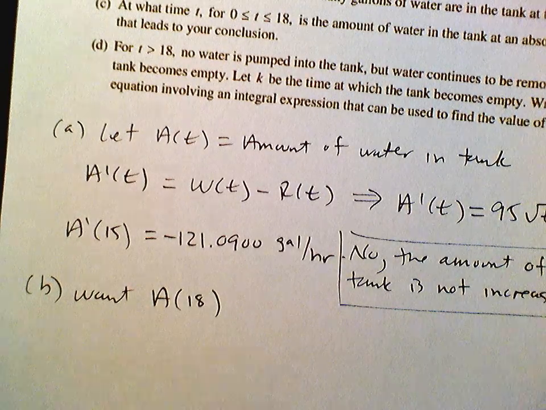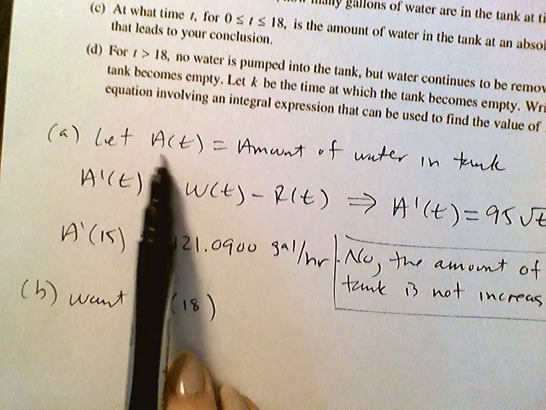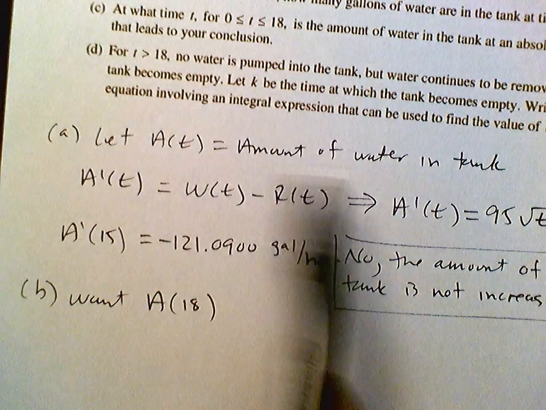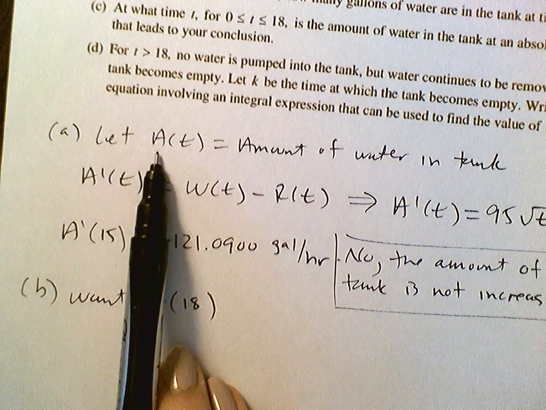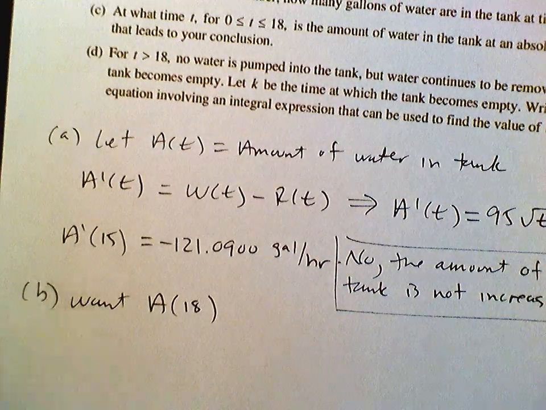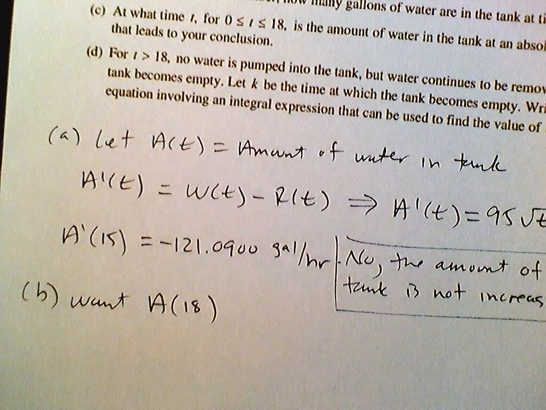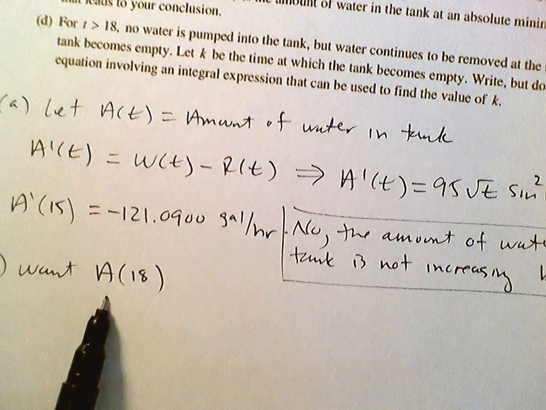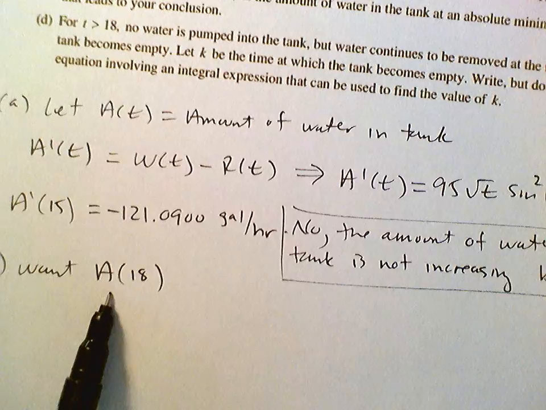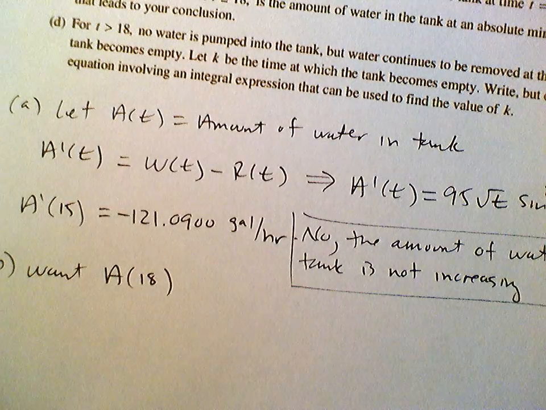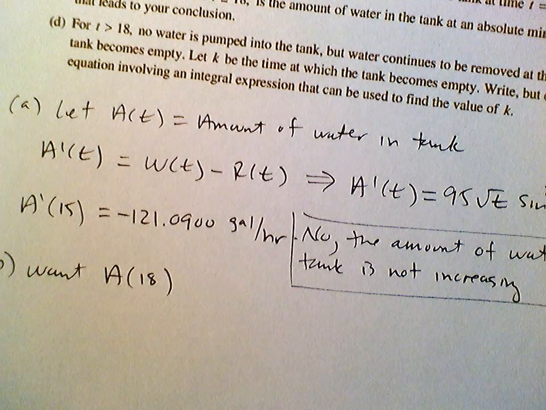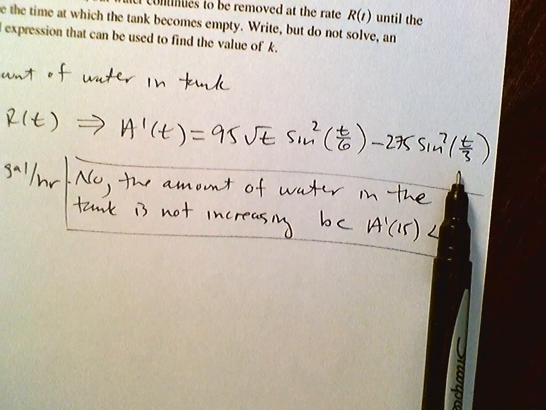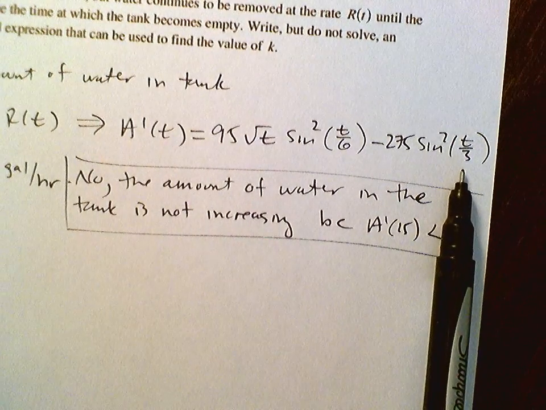Now, I don't know this function A, which I let be the amount of water in the tank. And you could have come up with any letter to represent it. I do know A prime. And guys, what's the relationship between A and A prime? A prime is the derivative of A. In other words, A is the antiderivative of A prime. So I want the antiderivative of this function right here. I don't know how to get it.